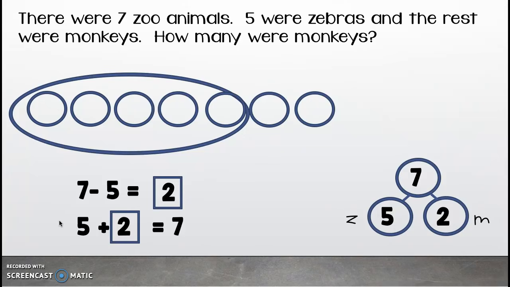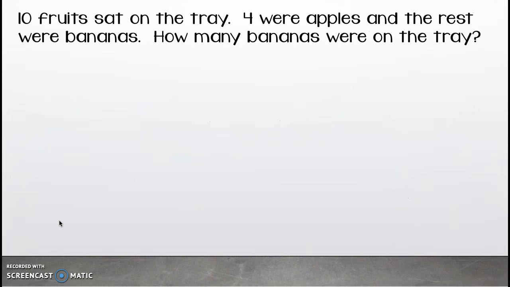All right, go ahead and erase your board. You're going to try another one. All right, here we go. 10 fruits sat on the tray. 4 were apples, and the rest were bananas. How many bananas were on the tray?